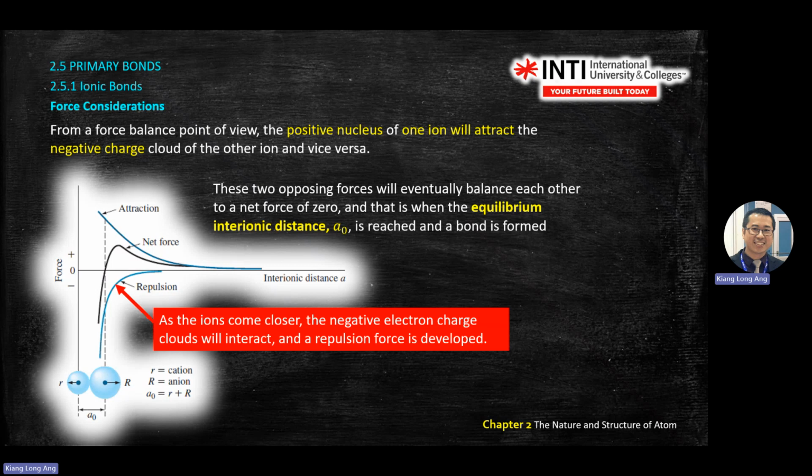So what is important here? There is an equilibrium distance reached when the bond is formed. There is a balance distance when positive charge and negative charge form and become stable. There is A sub 0, the equilibrium distance that will be formed. So what is important is this equation: A0 plus r plus R.